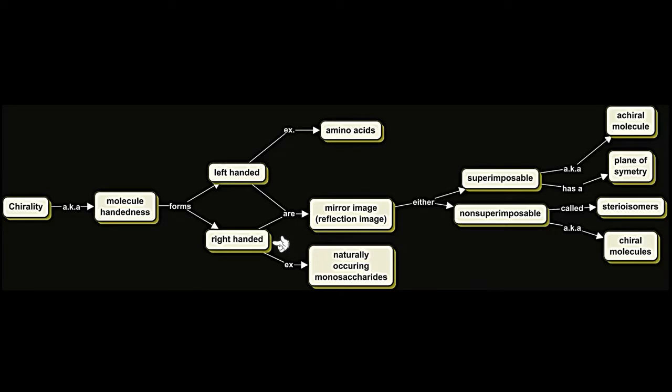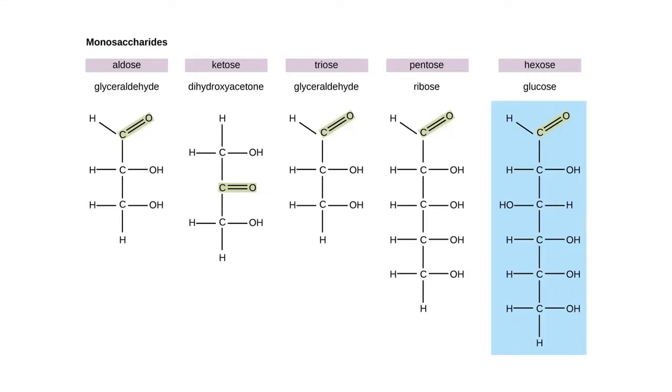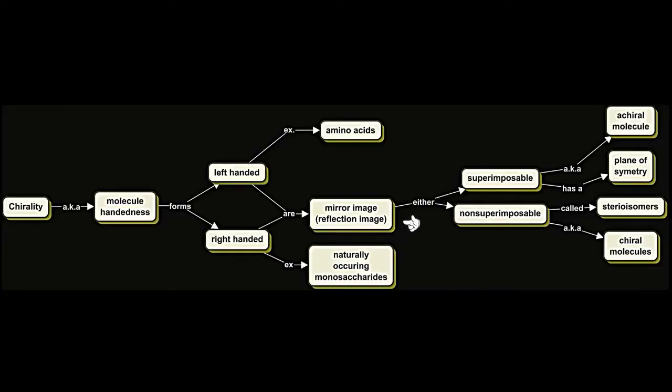While an example of a right-handed molecule is the naturally occurring monosaccharides. These are sugar molecules. Look at the CO groups of the different monosaccharide compounds. They are all found at the right hand of the molecular structure. The left hand and the right hand are actually the reflection image of each other. Or we can just simply say they are mirror images of each other.